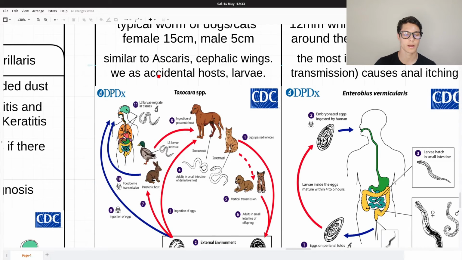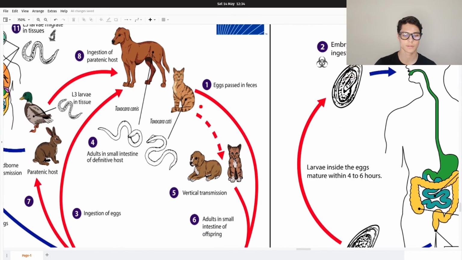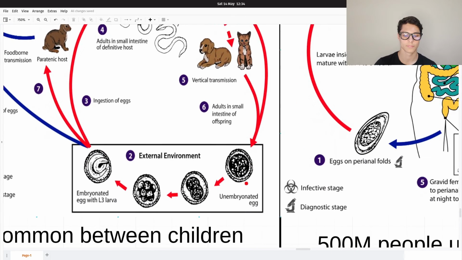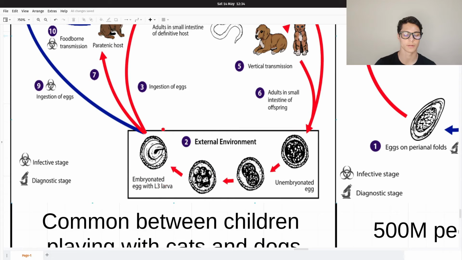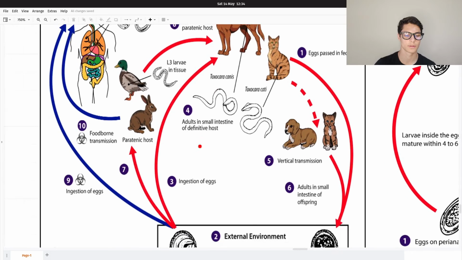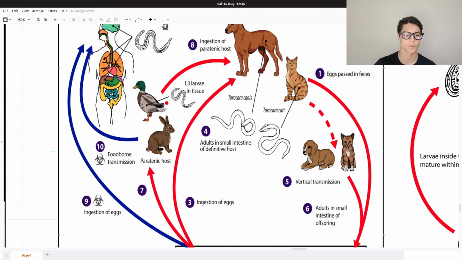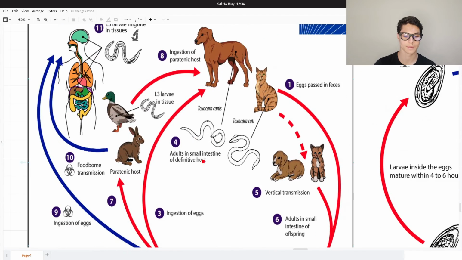We as humans are accidental hosts because of the ingestion of the L3 larvae. This is the life cycle. As always, we start with eggs in feces, and then the unembryonated egg becomes embryonated with the L3 larva, and then the ingestion of the eggs by the dog or the cat or another animal or humans. The L3 larva enters, and then the adults are created in the small intestine of definitive hosts.